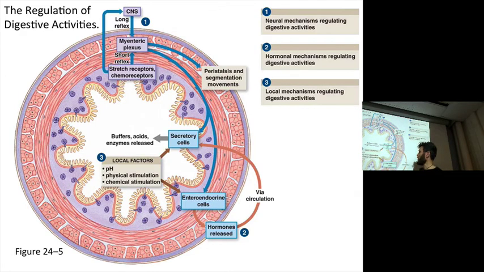And then third are these local factors: the pH, physical stimulation of having food in the area, chemical stimulation. These local factors are also going to drive secretory cells and the enteroendocrine cells, which are producing these hormones that are feeding back and affecting the secretory cells. So those are the three overarching mechanisms.